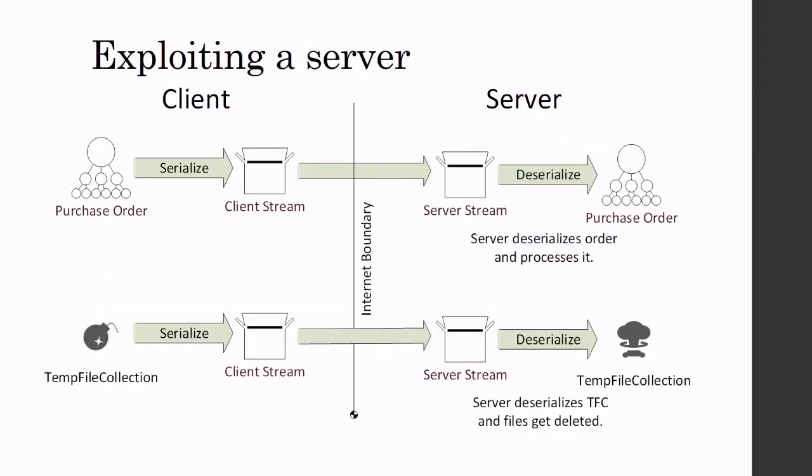Here's a diagram of that scenario. So here you've got a client-server application where you have like a purchase order that's being serialized by the client, sent to a server where it's deserialized and processed. An attacker takes this system and instead serializes a TempFileCollection object and sends it to your server. And this is sort of like a bomb. It's going to go off when it gets deserialized. So the server deserializes this object, and then it deletes a bunch of files potentially, maybe the web.config. That's a good way to take down a server.